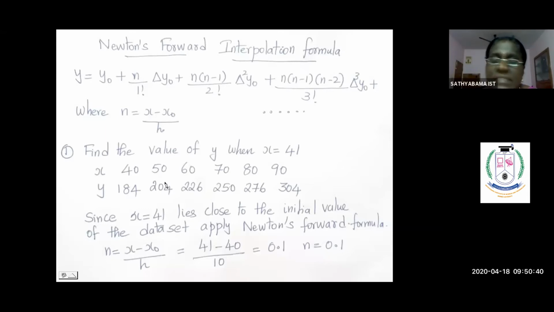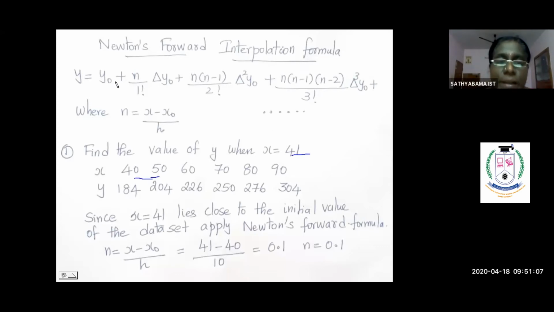A simple direct problem: find the value of y when x is equal to 41. So now you see where 41 lies. 41 lies close to the initial value of x in the data set, and therefore I need to apply Newton's forward interpolation formula, since x is equal to 41 lies close to the initial value. Then, what is the formula?